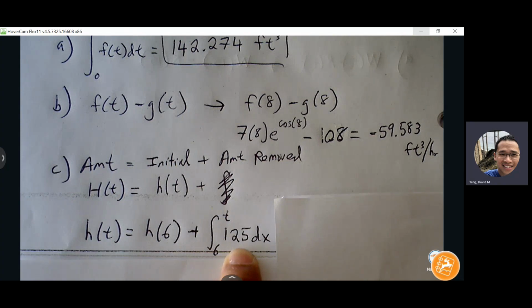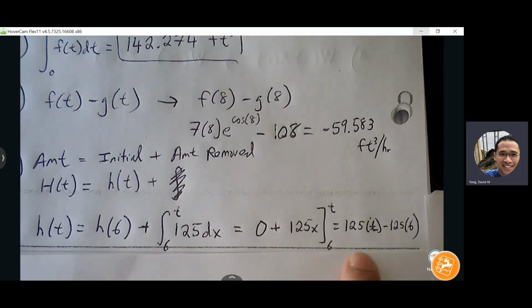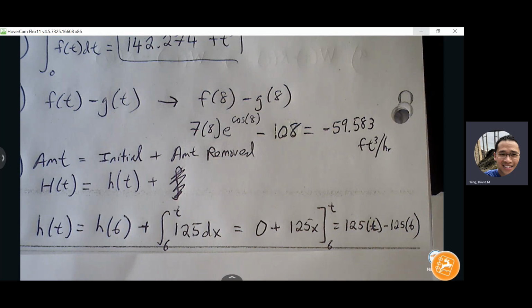125 becomes what? Yeah, 125x, and then we just plug in our upper and lower bound. So this formula will tell us the exact amount she's done at any decimal value between 6 and 7, right? 6.15, 6.20, 6.40, 6.45. So that's the formula for her work done between the 6th and the 7th hour.